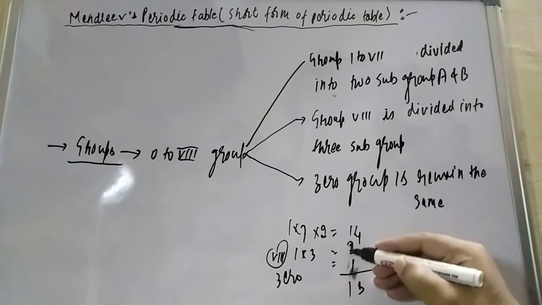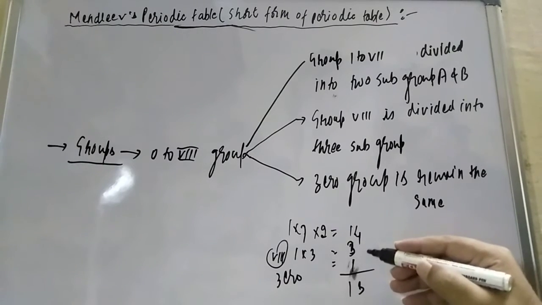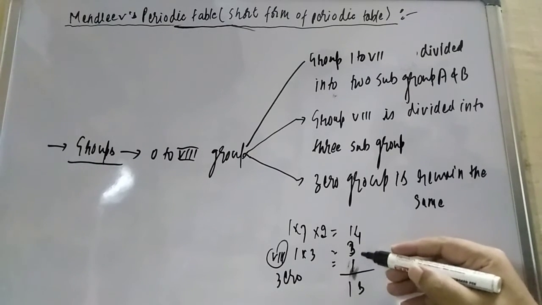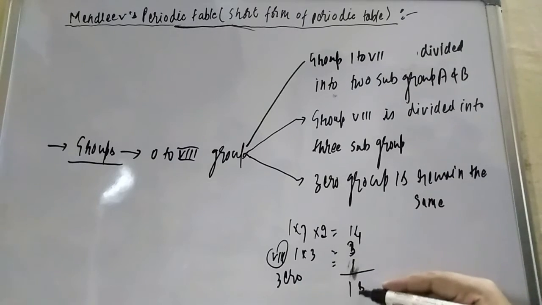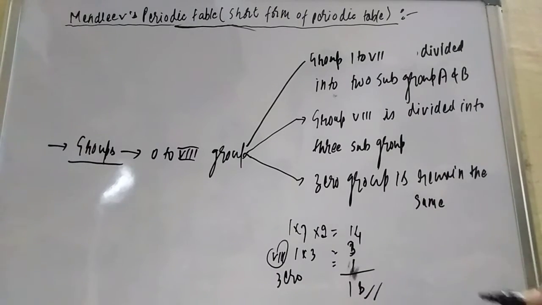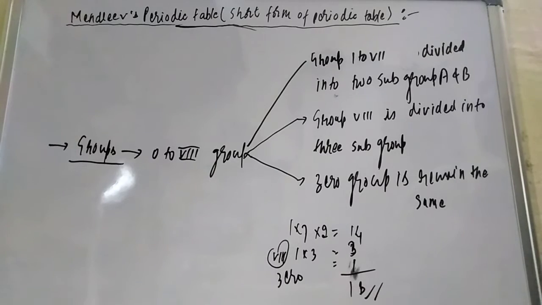If you see, this is 14, 3, 14, 4, 18. The total groups will be 18. The similar trend has been selected in the long form periodic table, which we will study in the next.